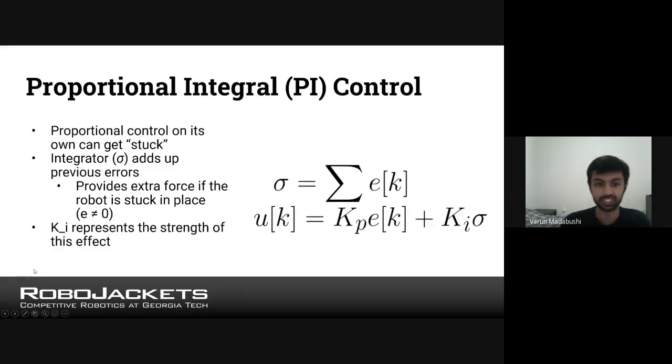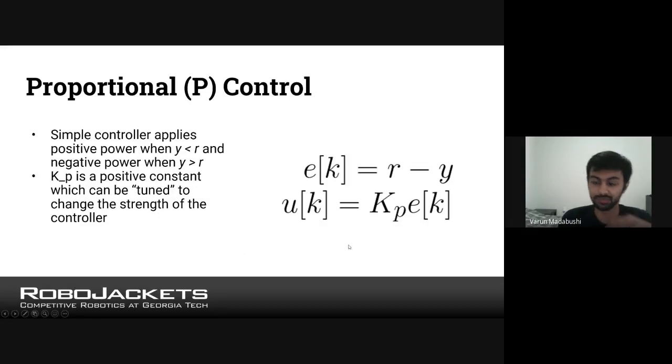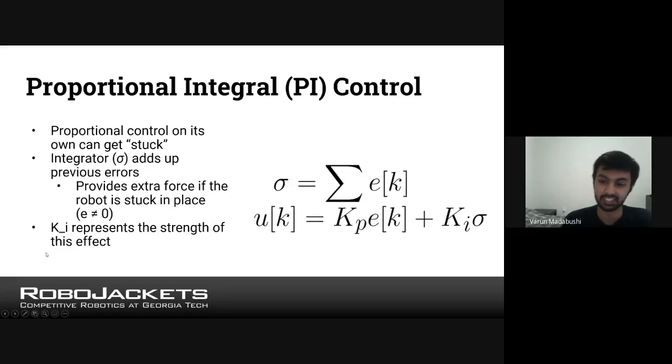Another option we could try is proportional and integral control, for when proportional control on its own can get stuck. I'll give you an example of that. You could find an equilibrium point where the math works out perfectly that the amount of torque you're exerting is just not enough to send you forward, so you get stuck.